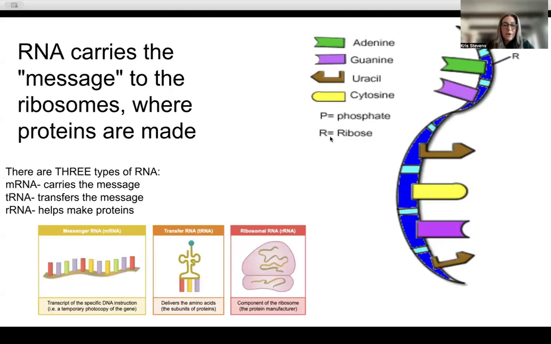Then from here, I'm going to put myself way over here. Okay. The RNA carries the message to the ribosomes where the proteins are made. And here's the 3 types of RNA. mRNA carries the message, tRNA transfers the message, and rRNA helps make the proteins. You need to know what these letters mean. M is messenger, T is transfer, R is ribosomal. And here's the types of RNA and what they do.